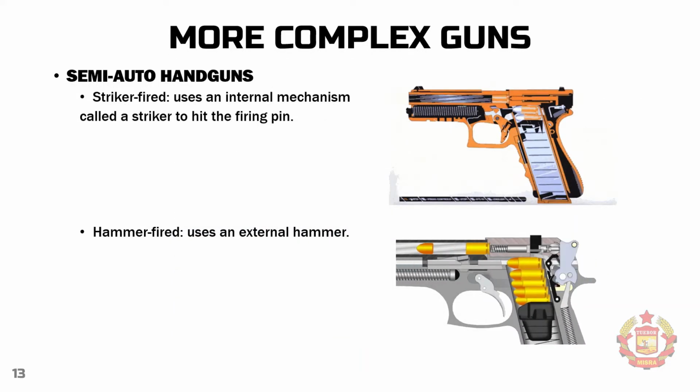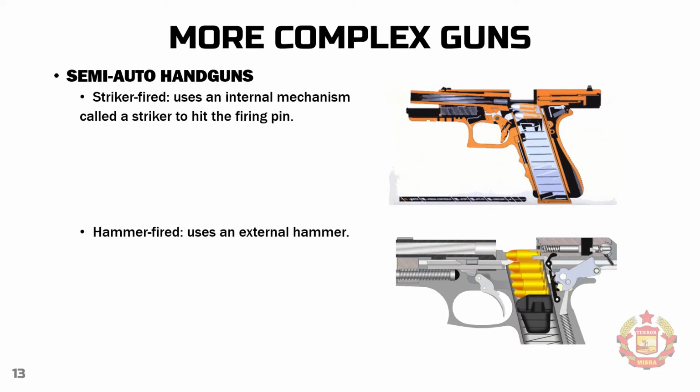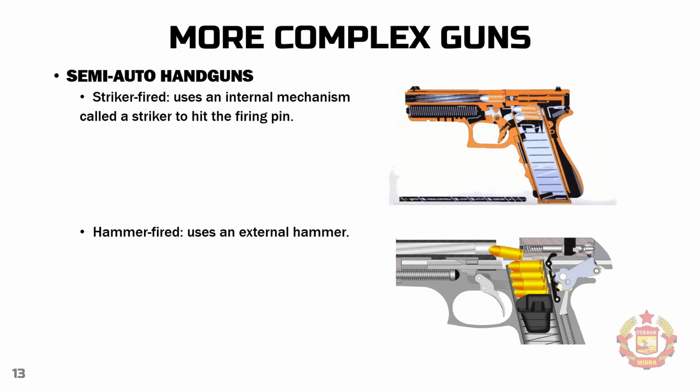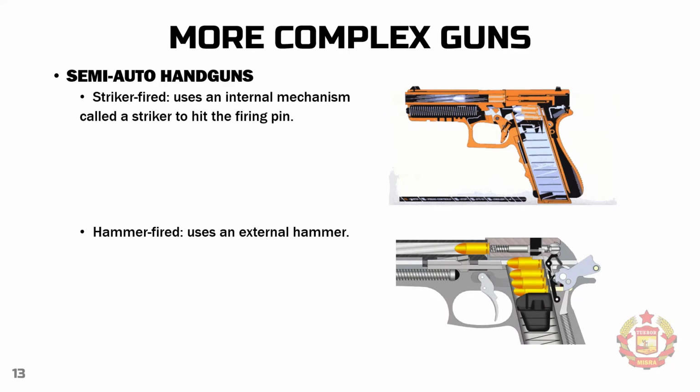So now we've got more complex guns, semi-automatic handguns. This system is different than the semi-automatic rifle system. They can either be hammer fired or striker fired, and they have different ways of delaying the action using the pressure of that cartridge that was just fired to load a new one. So there's rotating barrels. There are quite a few ways that these systems work.